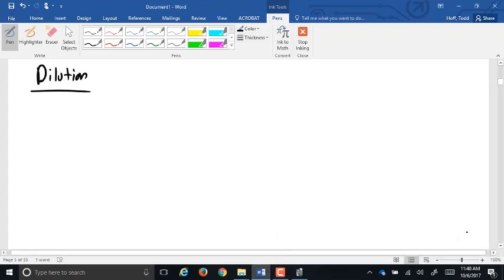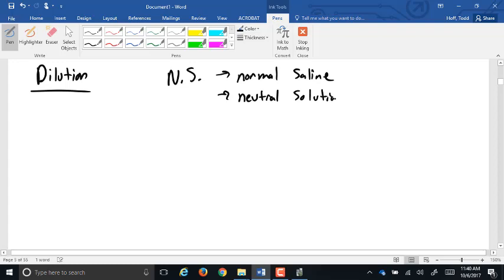Okay, sorry about that. So anyway, for dilutions, we have two things we're going to be looking at. We've mentioned some of these abbreviations before, but I want to go over them again. NS stands for normal saline. It can also stand for neutral solution. Basically, all it means is it's some sort of a sterile water. It has no medicinal value. So it is totally neutral.